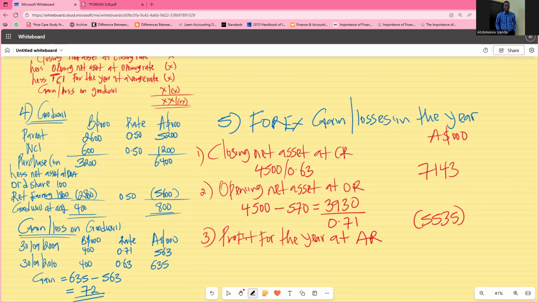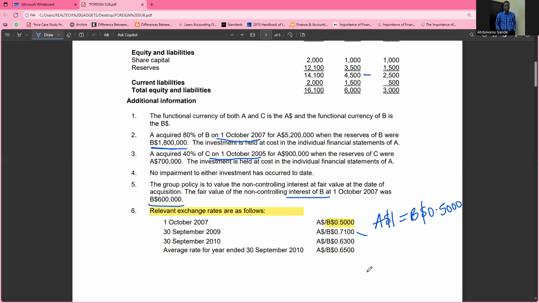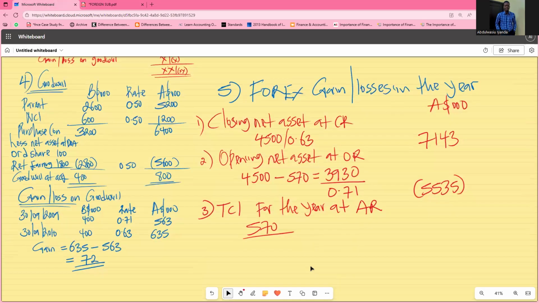Total comprehensive income. So my total comprehensive income for the year is 570. Then you divide it by the average rate. What is your average rate? Your average rate is 0.65. So 570.